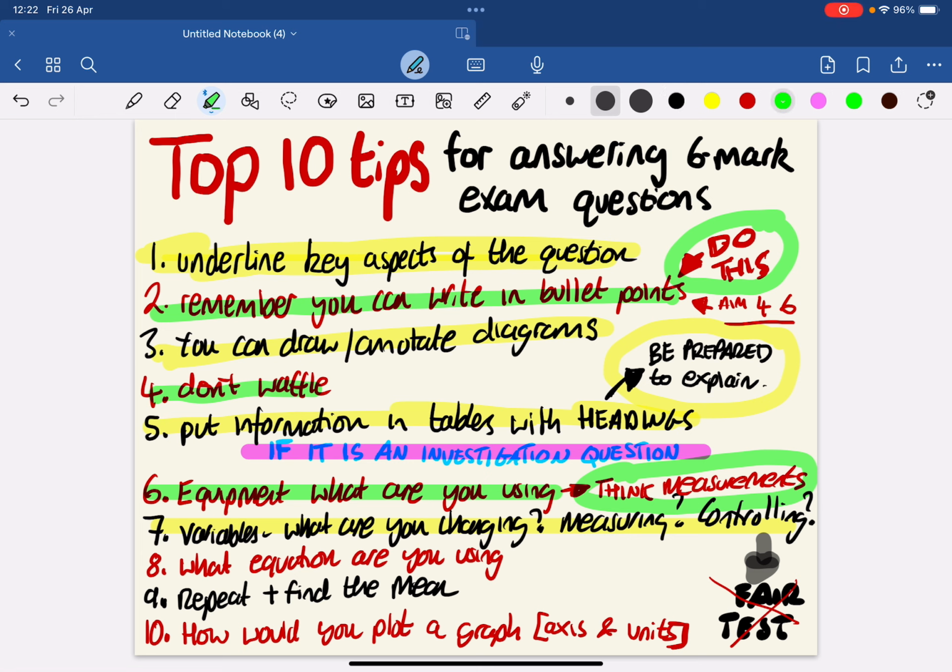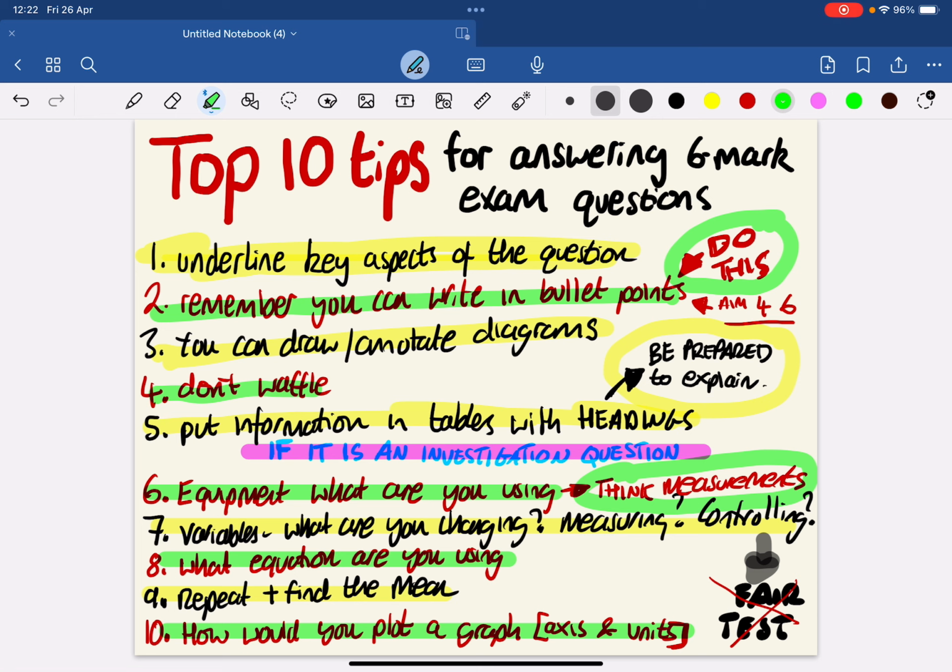And then, what equation are we going to be using? Write the equation out in full. That's going to be important. Yeah, that's going to be a mark. If it's an investigation, don't forget, you want to repeat it and find the mean. You do that all the time. So we repeat it to find the mean. That increases the reliability, because we can find those outliers. And lastly, about plotting a graph. Don't forget what's going to be on your axes and what would be your units.